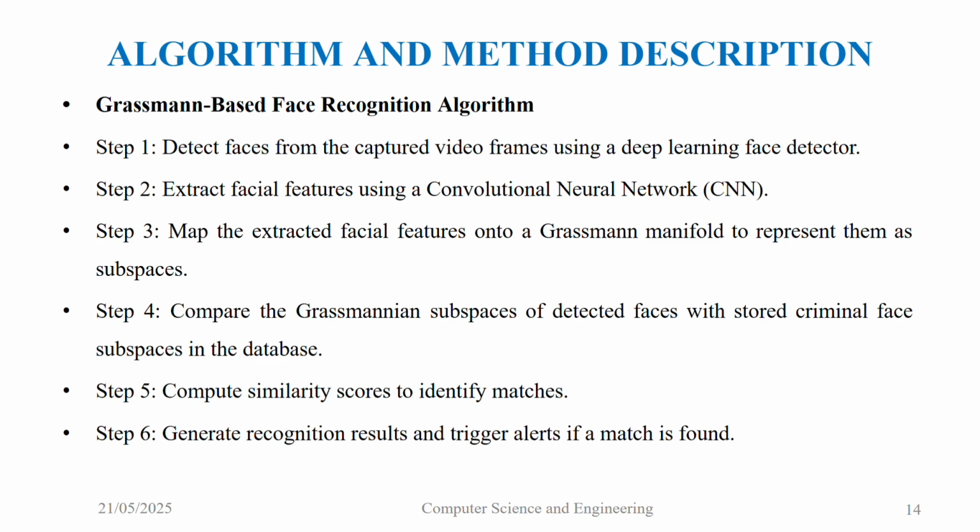Detect the faces from the captured video frames using a deep learning detector, and extract facial features using a convolutional neural network. Compare the extracted features with the stored criminal face suspects' features. Compute a similarity score to identify matches. Generate the recognition result, which then triggers the alert.